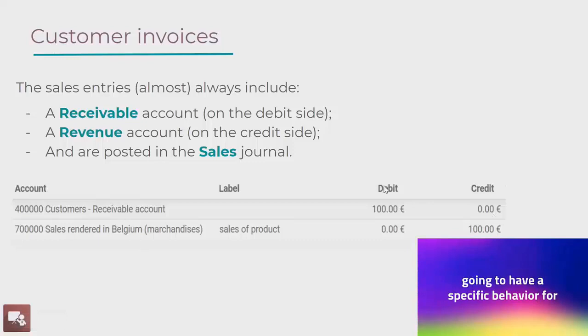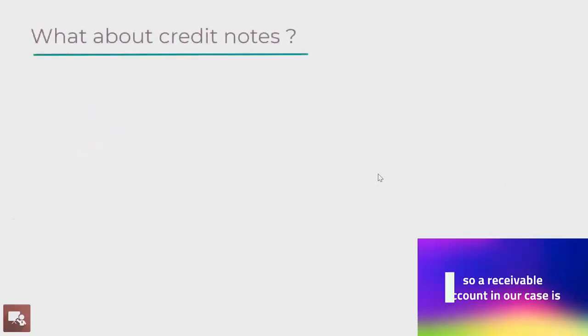What about credit notes? A credit note comes from a customer invoice. If you made a mistake in the invoice, the amount is not correct, the quantity is not correct, and you need to deduct some of the amount, it can be a partial reverse, or maybe it was a complete mistake and you need to reverse it entirely. That is what a credit note is for.